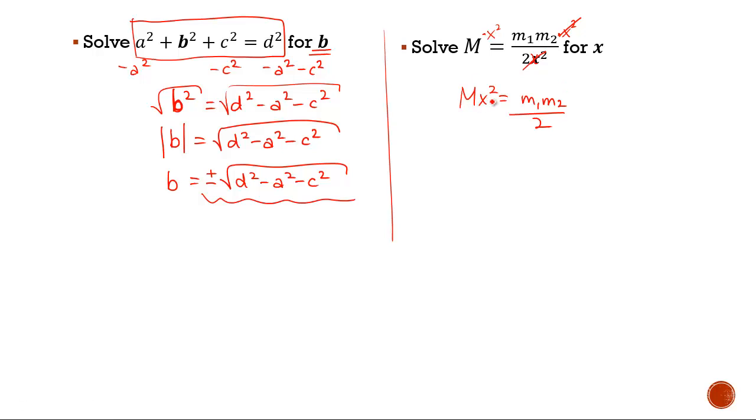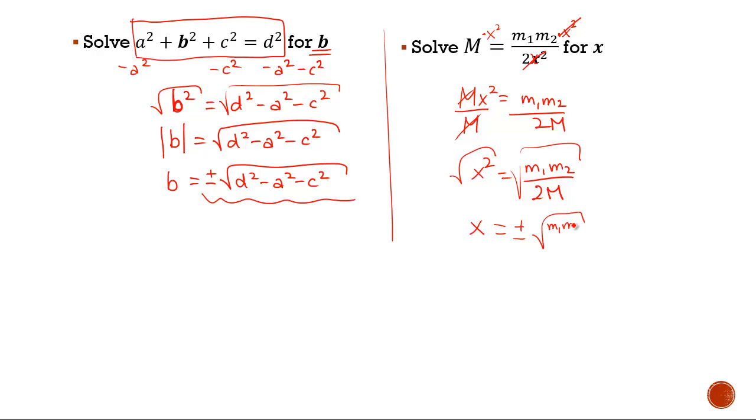And now we want x by itself, so we need to divide both sides by m. So we then have x squared is equal to m1 m2 over 2m. But again, we need to use the square root property. When we square root both sides, we're going to have the absolute value, which then gives us the positive or negative version of both of these answers.